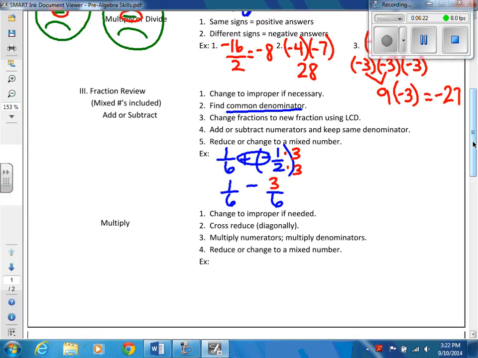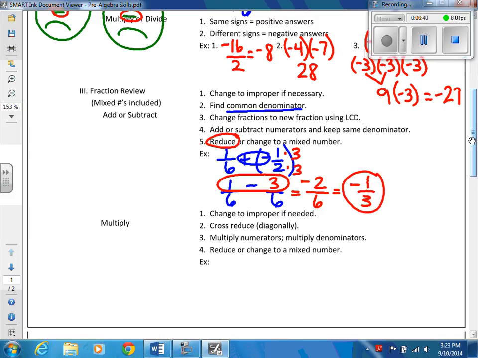To get to your answer, the 6 will stay the denominator, and you add or subtract the numerators, whatever it says to do. So 1 minus 3 gives you negative 2. Remember that you must always reduce your final fraction to get full credit for it. So if you divide by 2, your final answer will be negative 1/3.